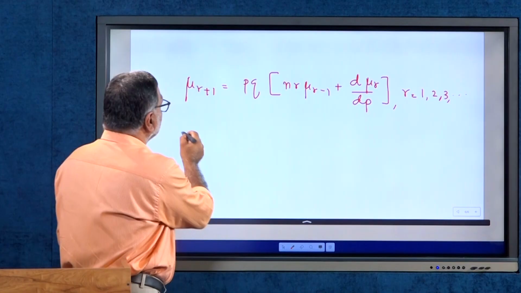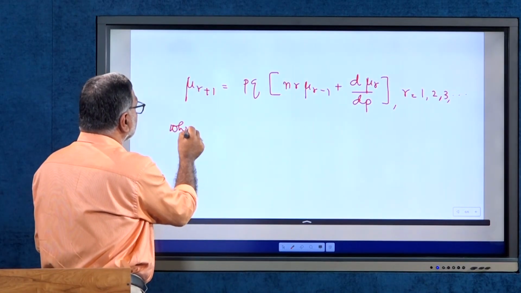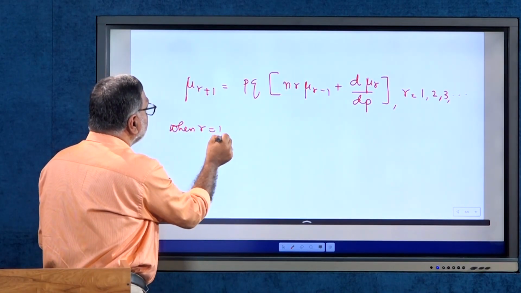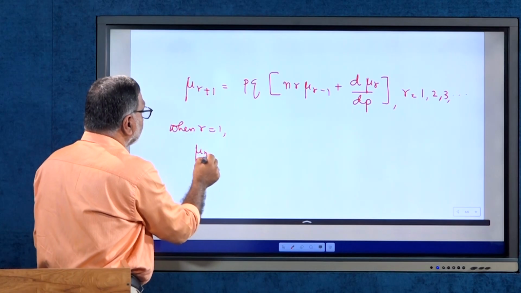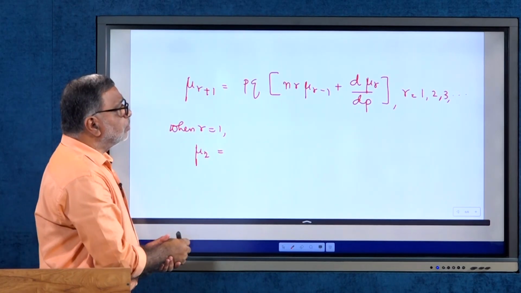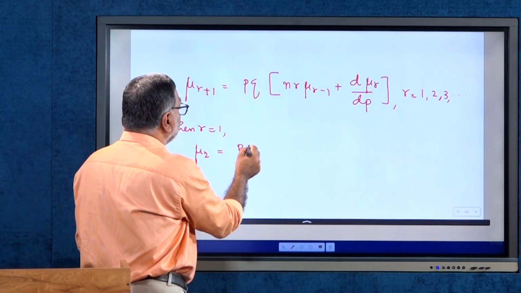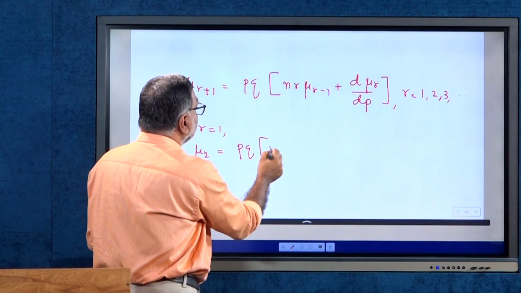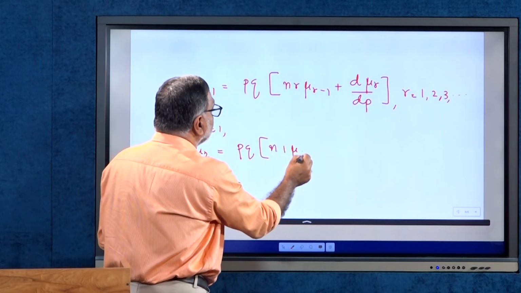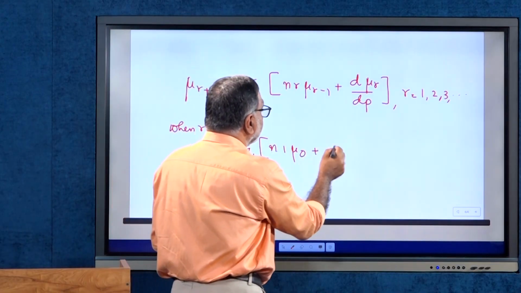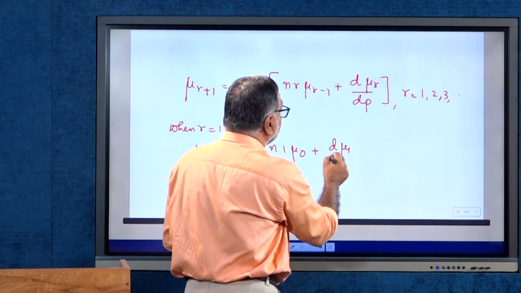So, when r is equal to 1, you can find the mu 2. You can find the mu 2, that is pq into n 1 mu 0 plus derivative of mu 1 with respect to p.